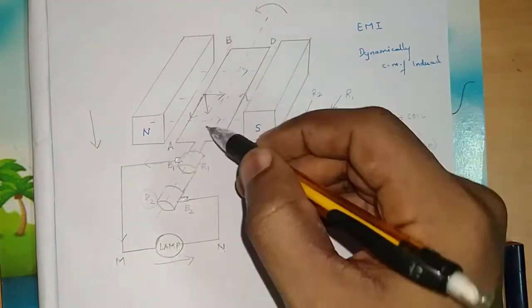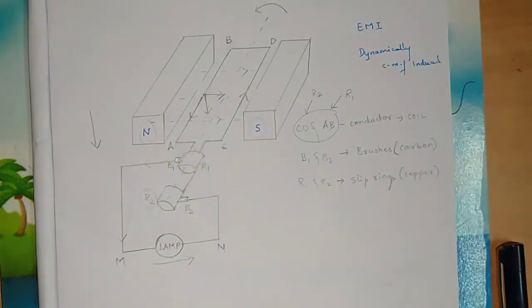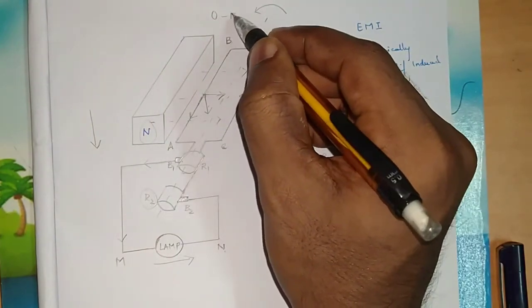So conductor A and B is rotating under the influence of north pole. Conductor C and D is rotating under the influence of south pole. Now this is of 0 to 180 degree of rotation.